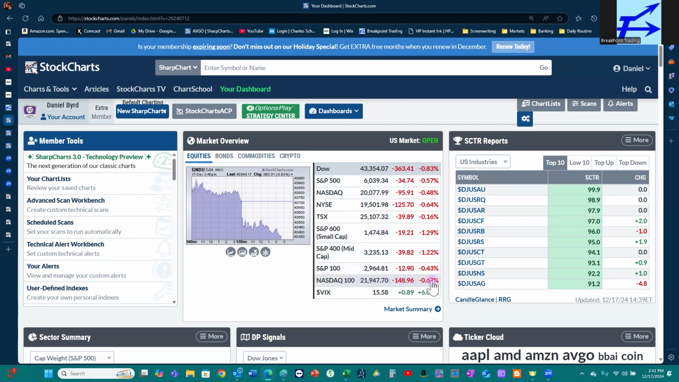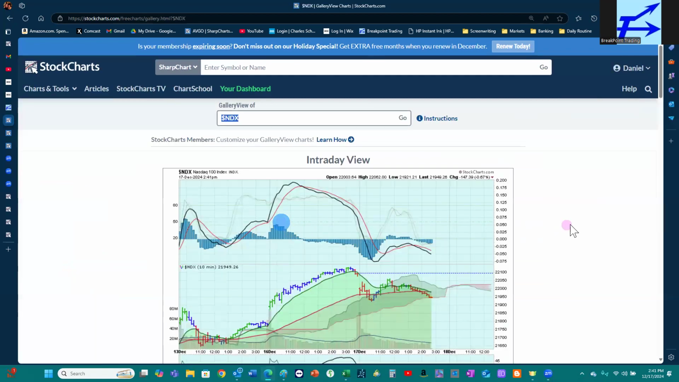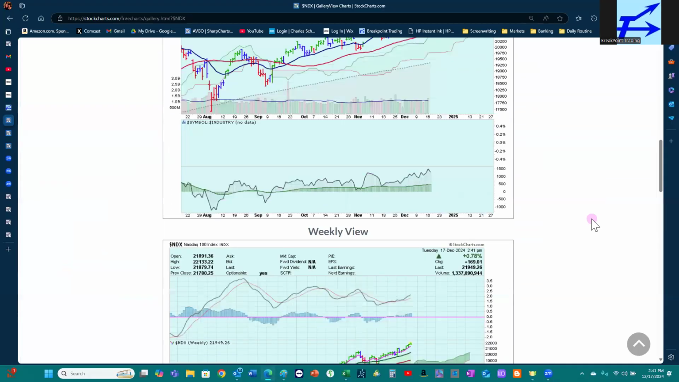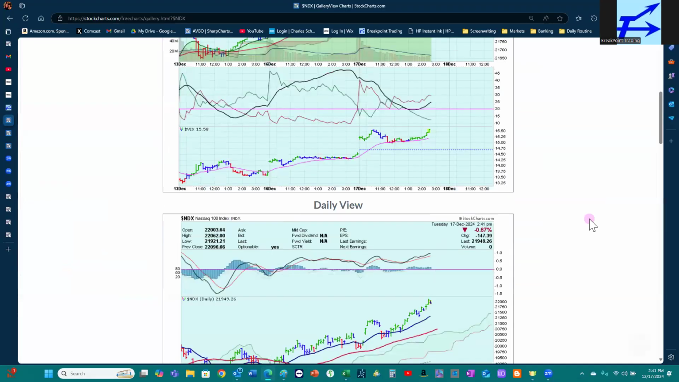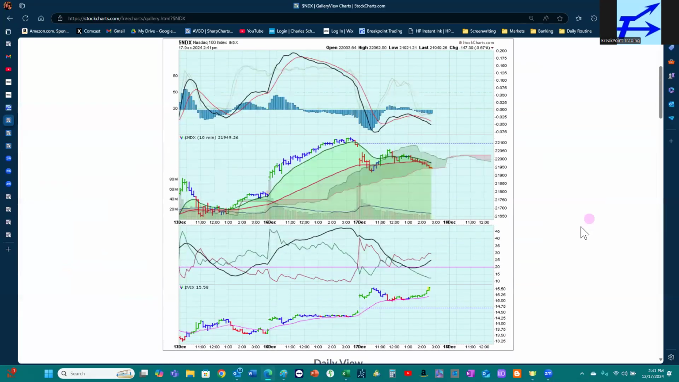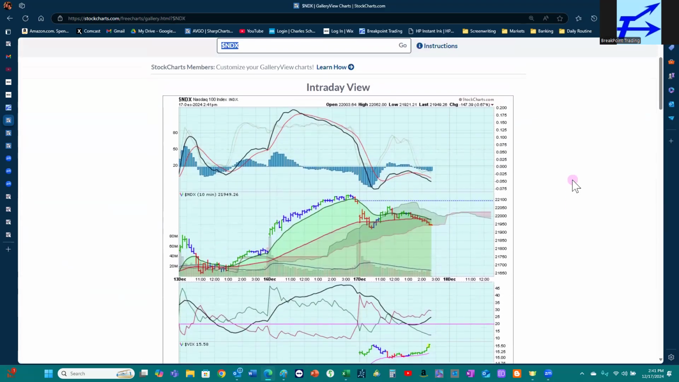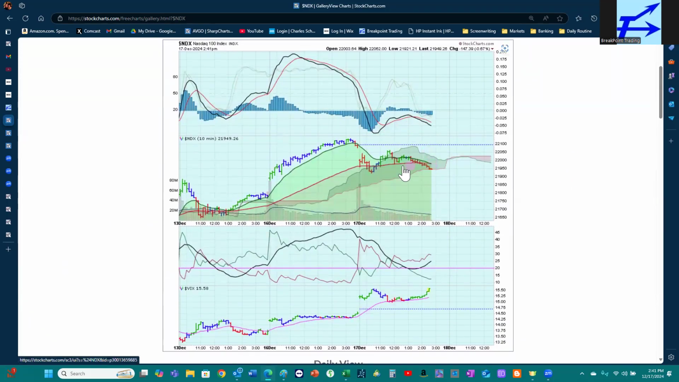NASDAQ 100 has come down a little bit. So it's still heading down as well. There's what it looks like, intraday, daily view, and then a weekly view. So intraday, it is still heading lower. And the VIX is moving up. So both of those things are not positive if you're bullish. So it hasn't come back to its low of the day yet, but it looks like it's heading there pretty quickly. So we'll see how it ends the day.